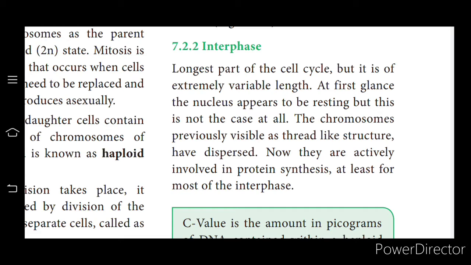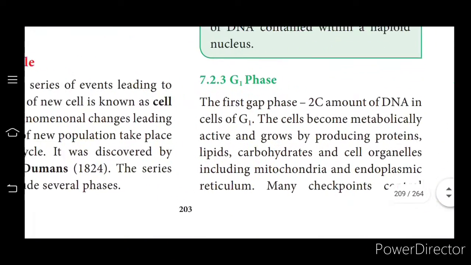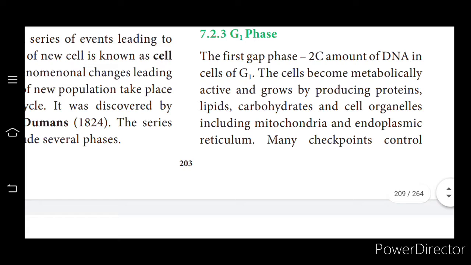It will be quite okay, and there is no division taking place. The cell stays as such, but on the inner side there is some work going on. What are the works going on? The chromosomes, previously visible as a thread-like structure, have dispersed. Now they are actively involved in protein synthesis. So in the interphase stage, they just create whatever is required for the next step of the cell division. Whatever is required, it just starts creating it.